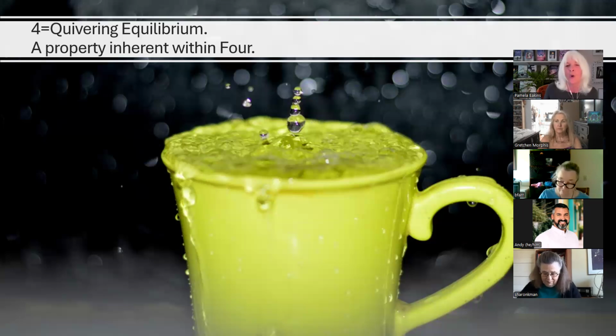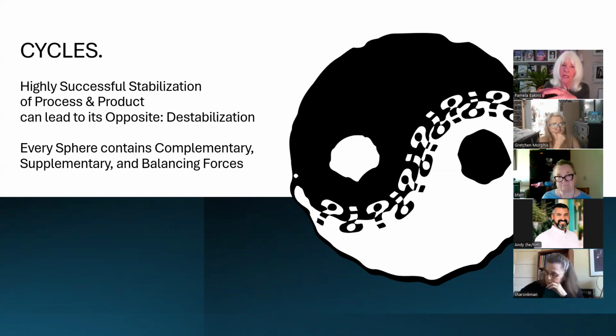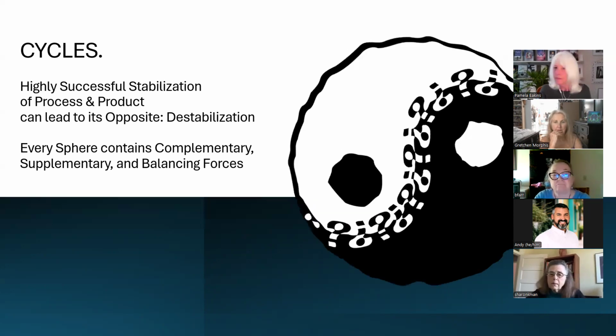Okay, so where is that going to place us? Where will that place us within the flow of energies? Everything cycles. So we have this highly successful stabilization of processes and products, but that can lead to its opposite, destabilization. Because by its nature, stabilization will keep creating more and more, and then it will become destabilized. So every sphere of the 10 spheres on the Tree of Life contains complementary, supplementary, and balancing forces to keep it stable. So every sphere is like the Chinese Tao symbol, where you go far enough into the dark, you find the light. You go far enough into the light, you find the dark. And so it's a continual balancing, always moving.